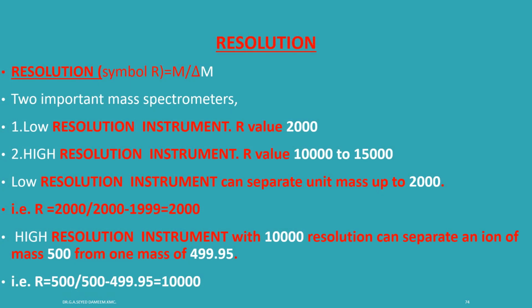Next topic, resolution. This term is related to the instrument. There are two types of mass spectrometer on the basis of resolution. One is a low resolution instrument, R value 2000. The symbol for resolution is R. R is equal to M divided by delta M. M is the mass of a peak, and delta M is the difference in mass with the adjacent peak.